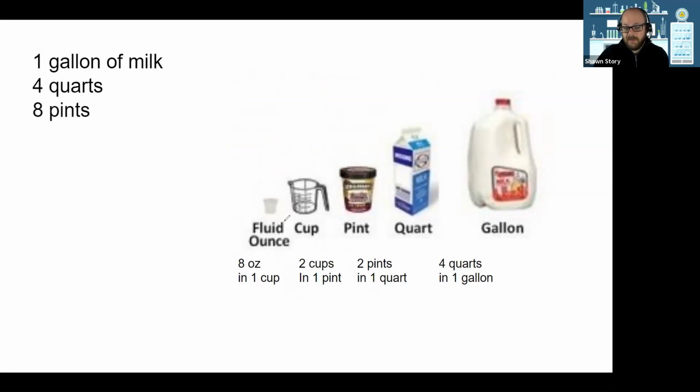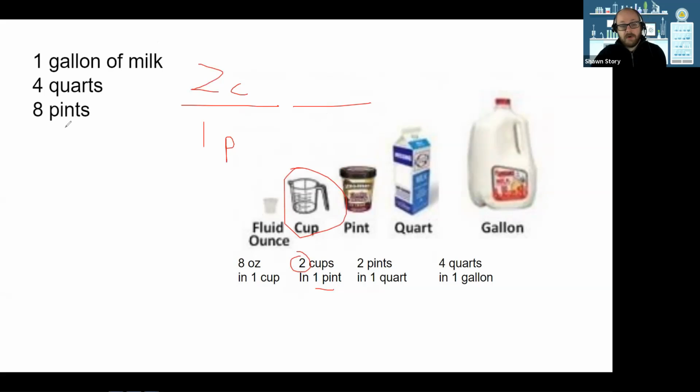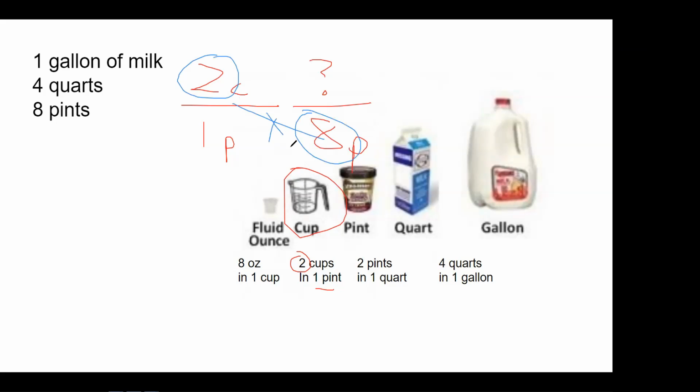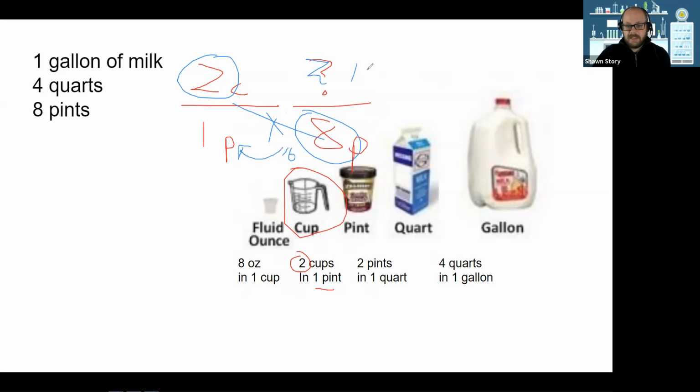Now, how many cups are in a gallon? Well, I know there are 2 cups for 1 pint. We have a total of 8 pints so far, and we want to know how many cups that is. How many cups is 8 pints? I'm going to cross multiply again. I'm going to take my 2, multiply by my 8. What is 2 times 8? 16. 16 divided by 1 is 16. So I know it'll be 16 cups. And so a gallon has 16 cups in it.